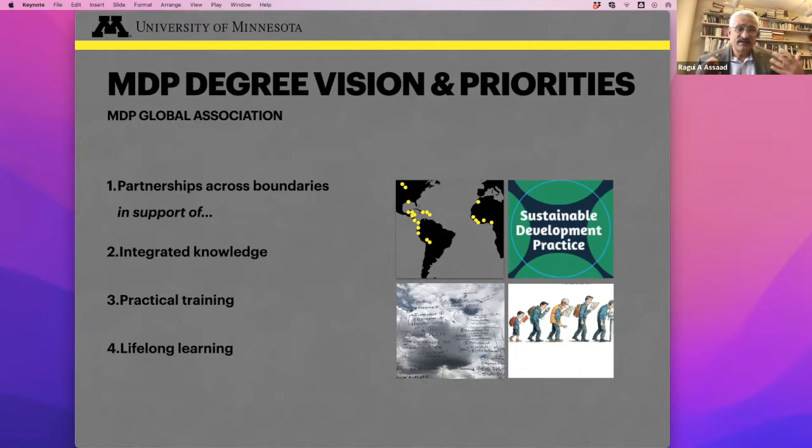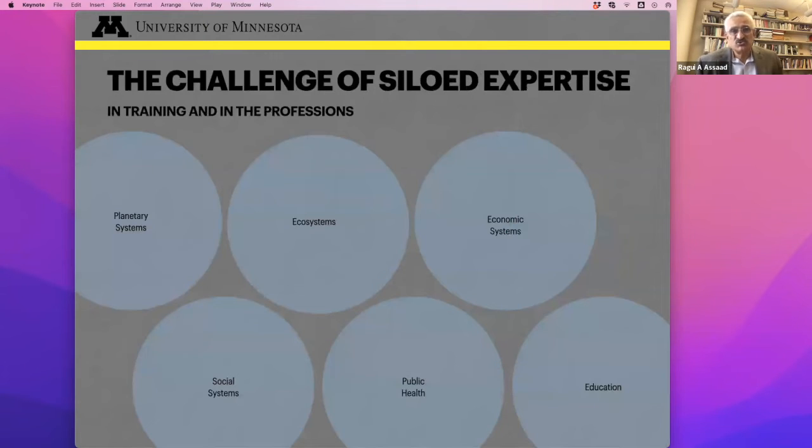And then the idea of also having practical training, so that it has to have a practical component, including field experiences and sort of consulting practices with clients, so that people learn how to be professionals. And then the final aspect of it is lifelong learning, is that you really keep learning as a development practitioner over time. So we try to be faithful to that original philosophy and original vision.